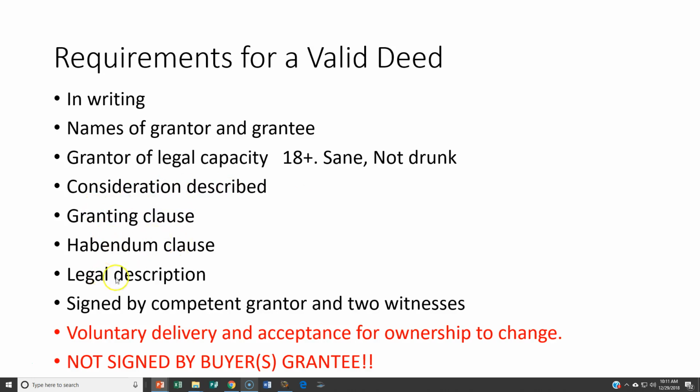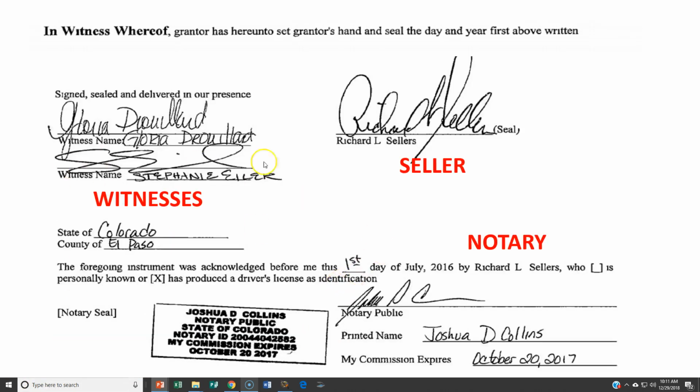Granting clause, addendum clause, legal description, and it's got to be signed. Now that makes the deed valid, but for the conveyance to actually take place, the deed has got to be voluntarily delivered and accepted for the ownership to change. Okay, and remember, it's not signed by the buyer or the grantee. Look at this, there's nowhere on here for the buyer or the grantee to sign.